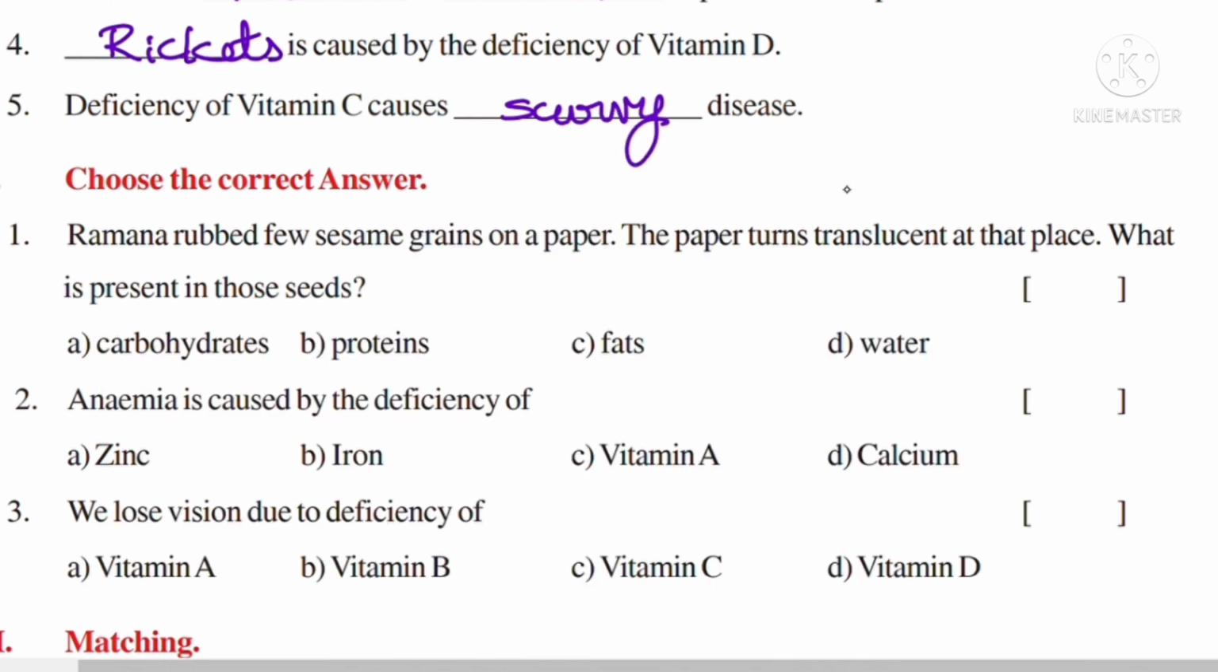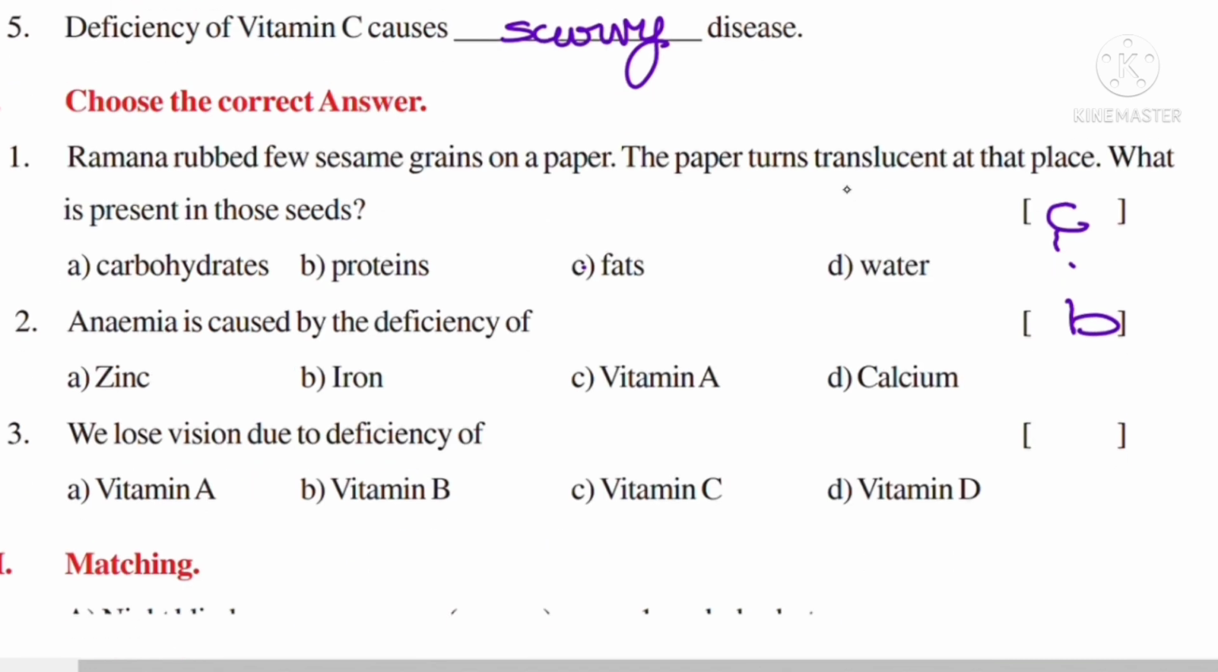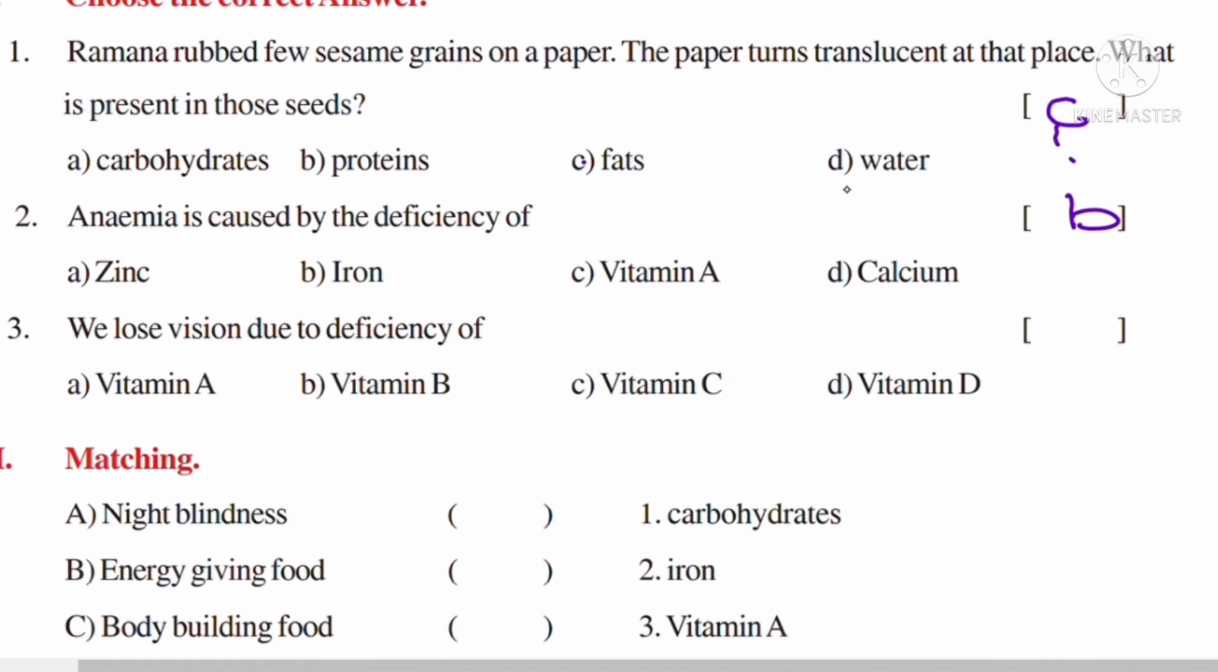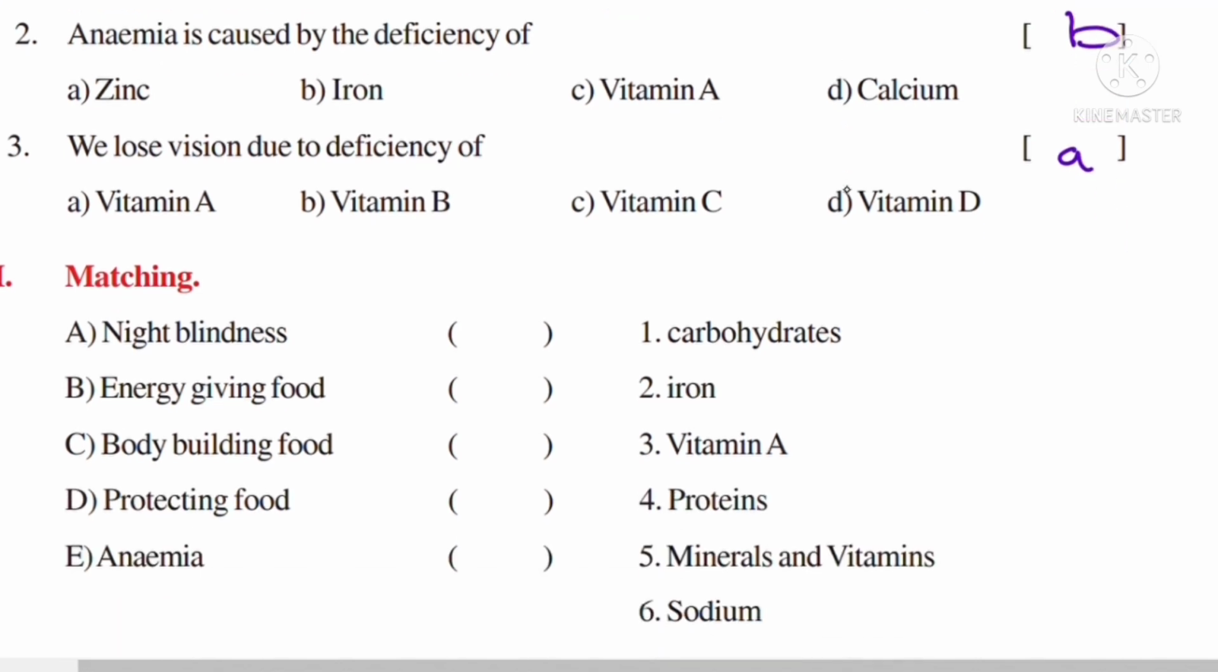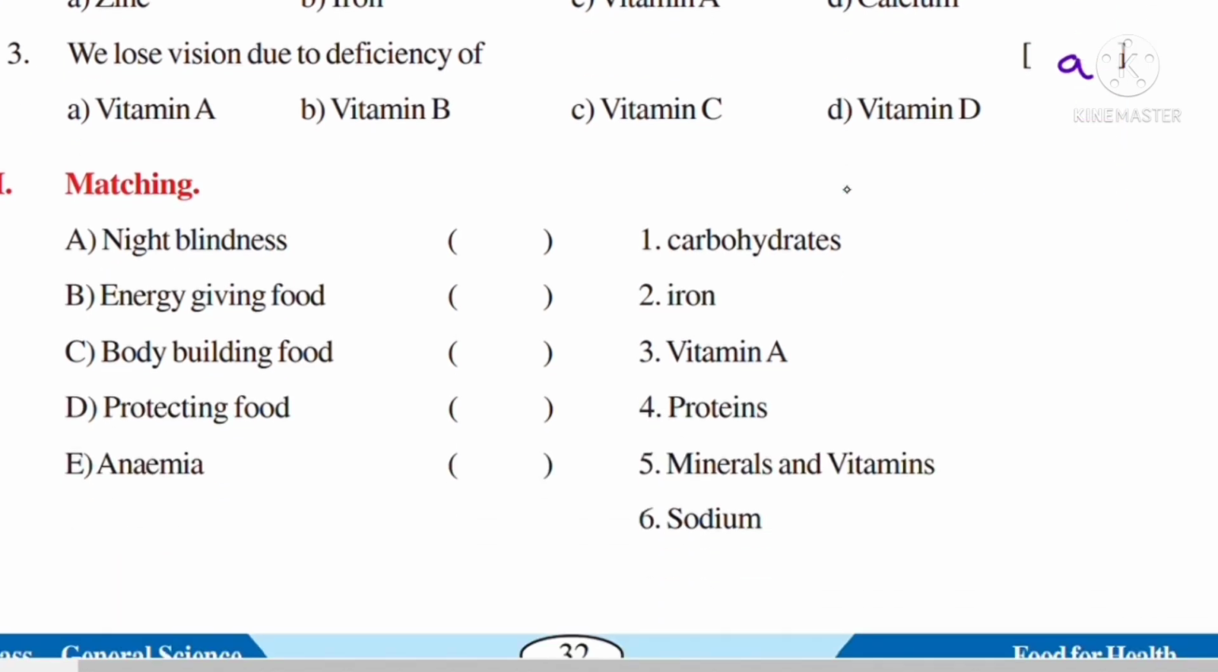Ramana rubbed a few sesame grains on a paper. The paper became translucent at that place. What is present in that? Fats. Anemia is caused by the deficiency of iron. We lose vision due to the deficiency of vitamin A, so night blindness. What is the reason for night blindness? Vitamin A deficiency. Energy giving food is carbohydrates and fats.